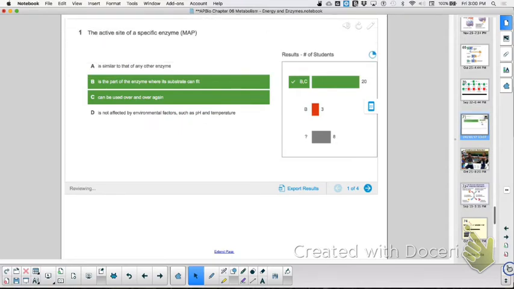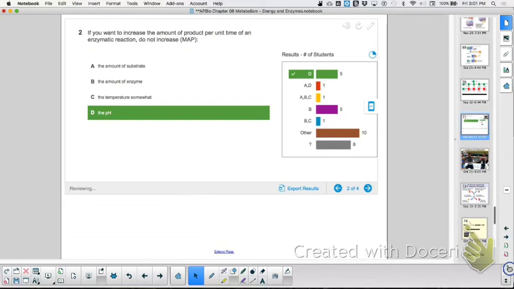All right, let's talk about it. Focus here. The active site of a specific enzyme is similar to that of any enzyme? No. They're specific to their substrate, so definitely not A. Is part of the enzyme where the substrate can fit? Yes. Can be used over and over again? Yes. Is not affected? They are affected, right? Some of you just picked B, but the rest of you got everything else.